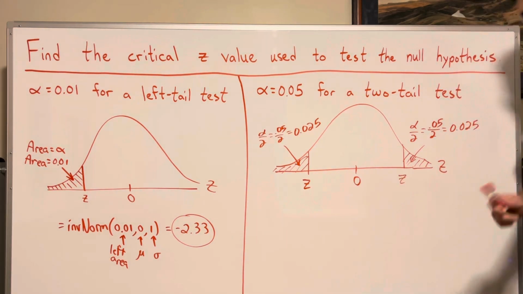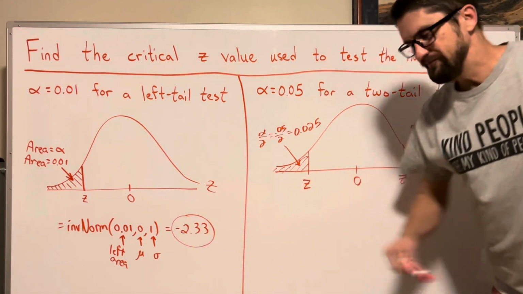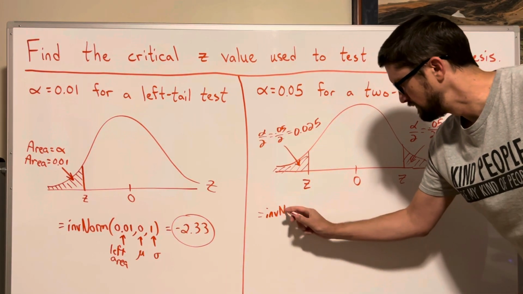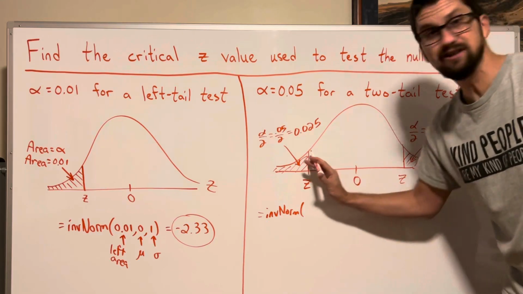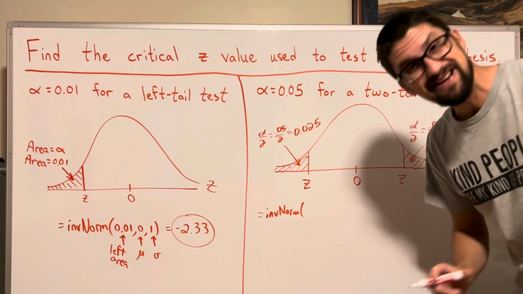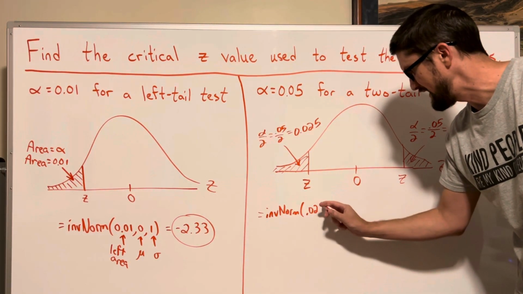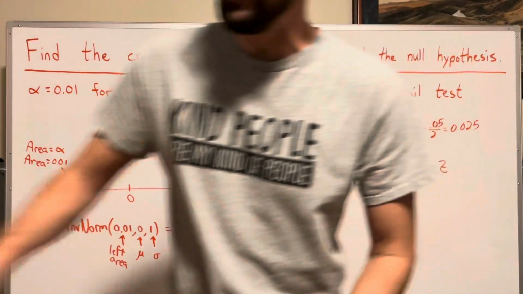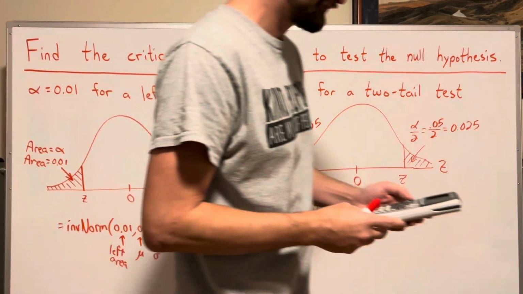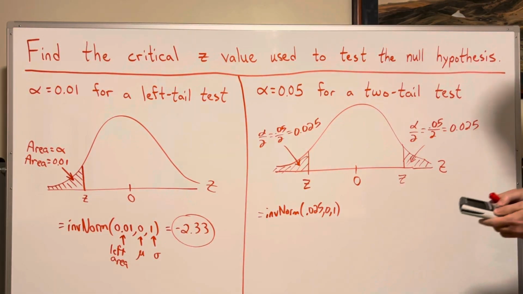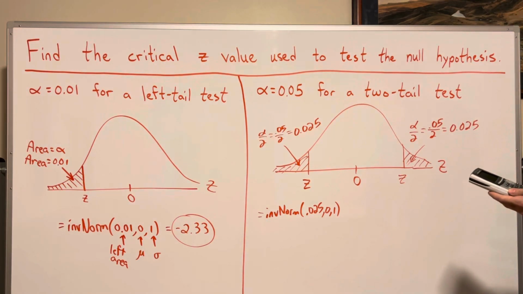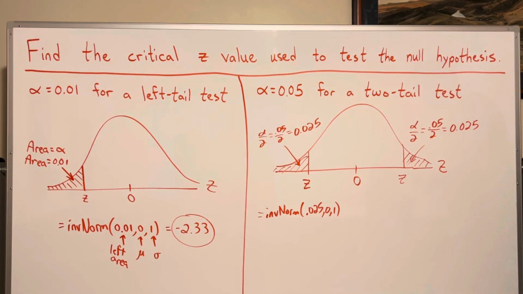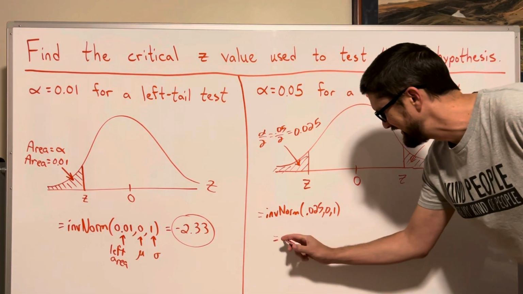So we can find this value and this value doing the same thing. Do inverse norm with the calculator. Area to the left this time is 0.025. All right, let's go to the calculator and plug that in. Go to distributions, go down to inverse norm, plug in 0.025, and you get negative 1.96.